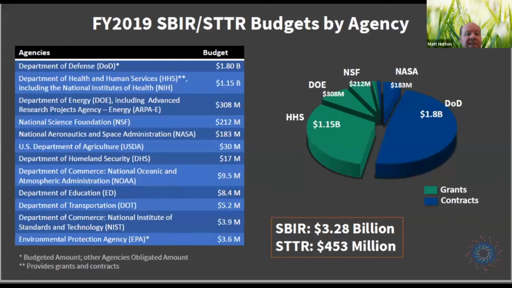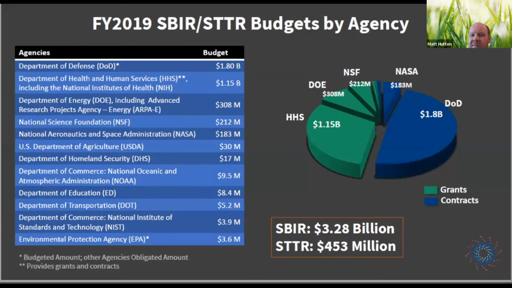All right, so here's just a snapshot. This is 2019, the most recent year that I found. And this is funding by agency. So it gives you kind of an idea of where the funds really are in this program. So the lion's share of SBIR funding is available through Health and Human Services, the Department of Defense, the Department of Energy, the National Science Foundation, and NASA. All right, those are going to be the really big agencies.